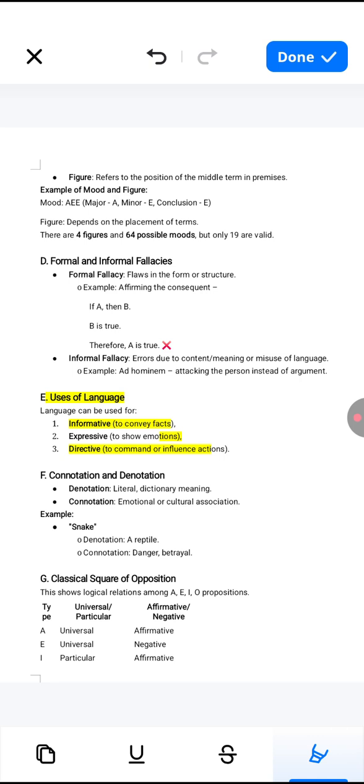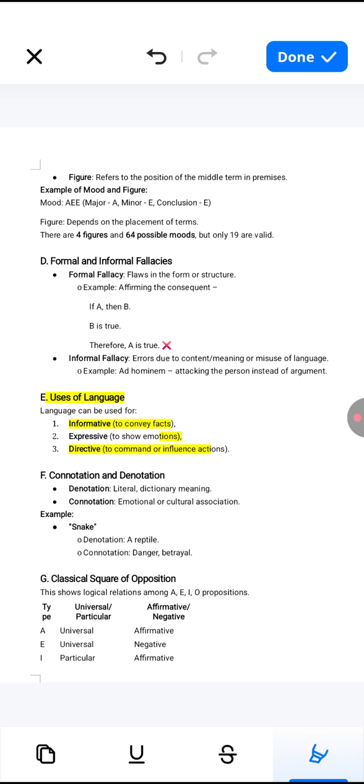This is the logical relationship between these four types. First we have contradictory. These are the contradictory pairs: A and O, and E and I. That means they cannot both be true or false together.